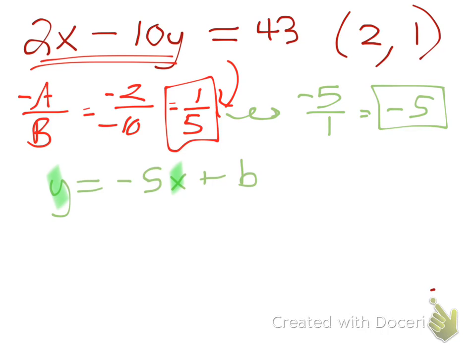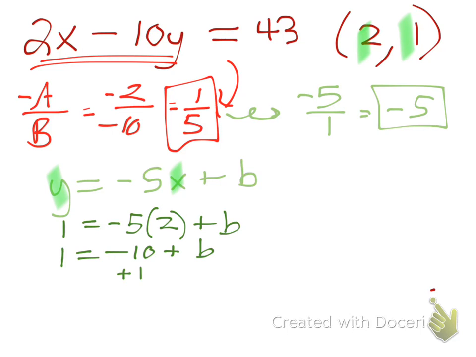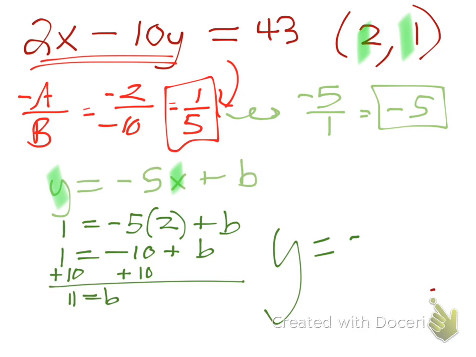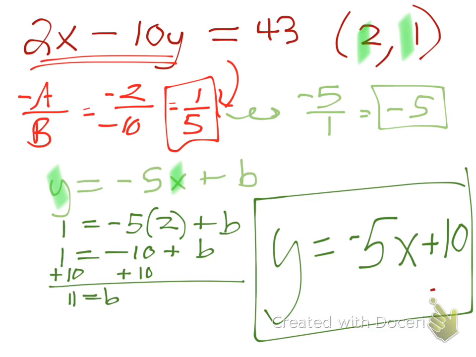Plug in my x and my y from my point, which is going to give us 1 equals negative 5 times 2 plus b. 1 equals negative 10 plus b. Add 10 to both sides. 11 equals b, and my equation is negative 5, because that was our new slope, x plus 11. And that is perpendicular lines.